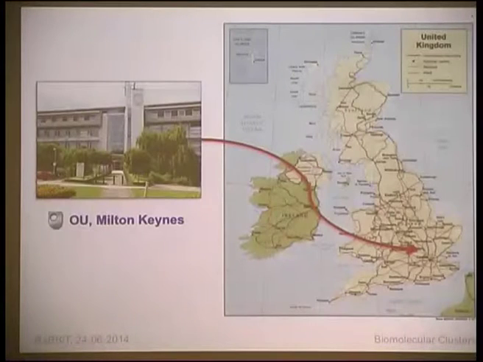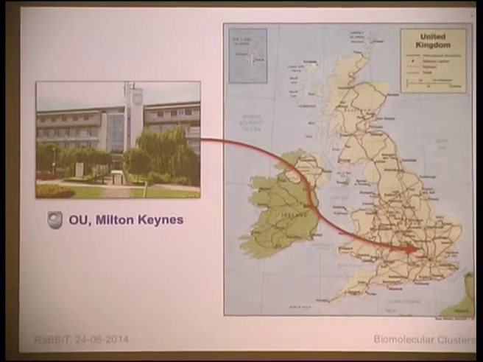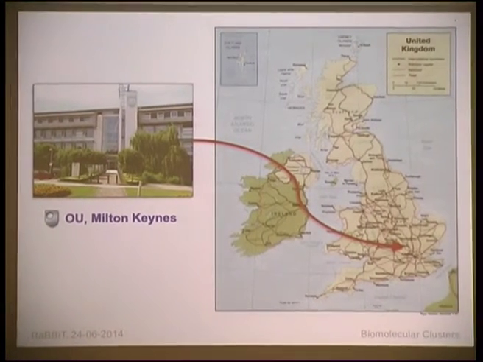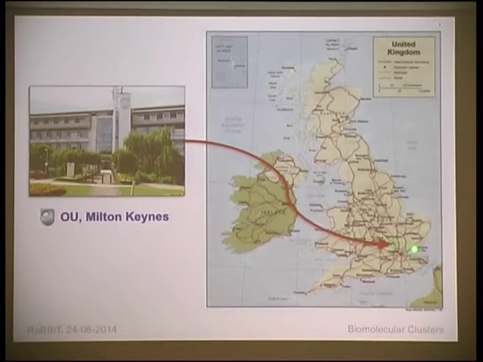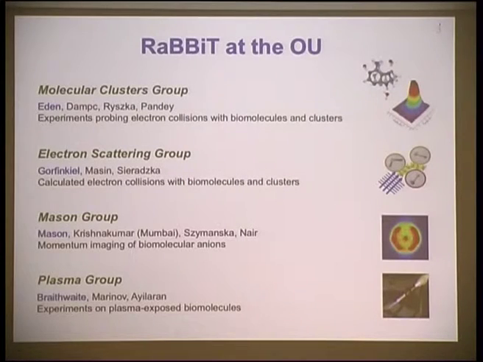So I'm from the Open University, and this is what Milton Keynes really looks like. It's the main distance learning university in the UK, and the campus is in the commuter area around London. There's a number of us at the OU who are involved in the RaBBiT program. So there's me and my group, the Molecular Clusters group. We're interested particularly in experiments probing electron collisions with biomolecules and clusters.